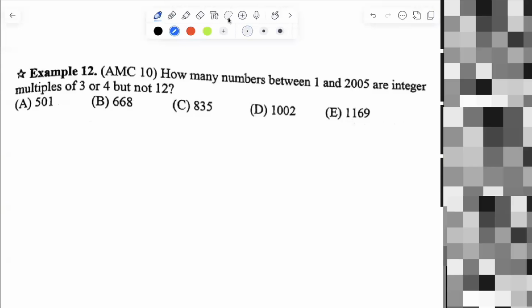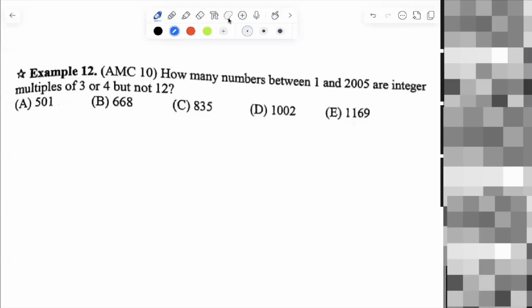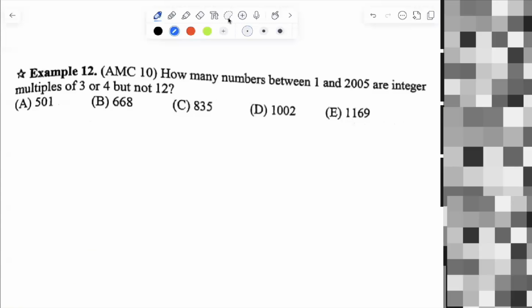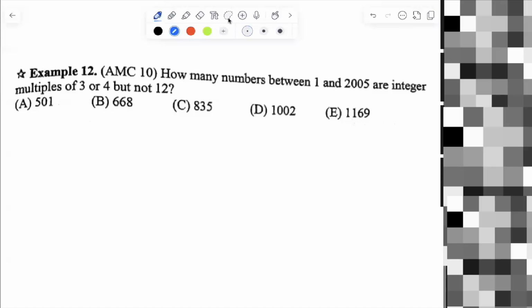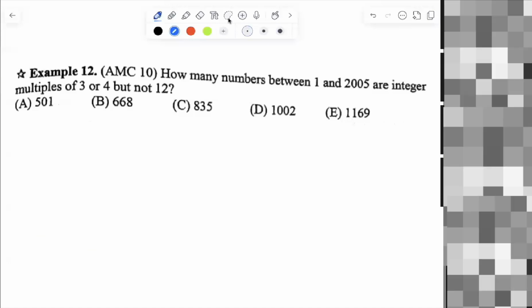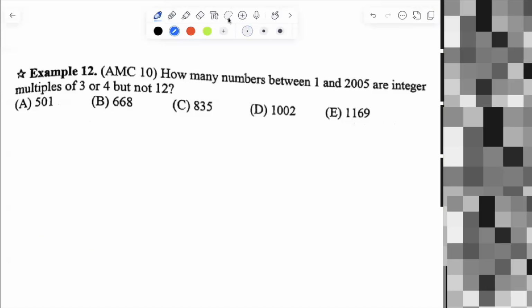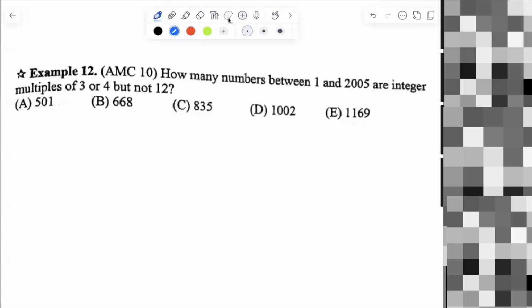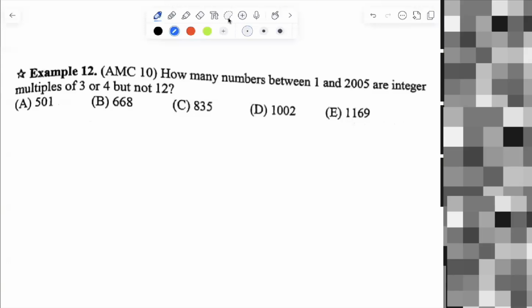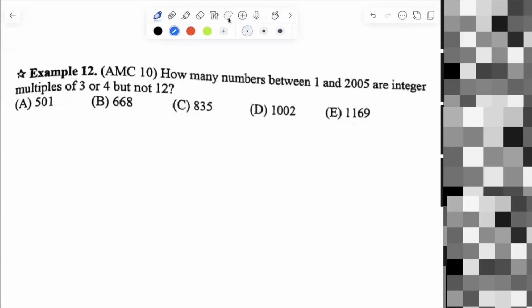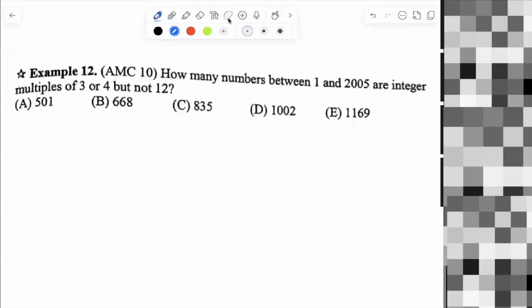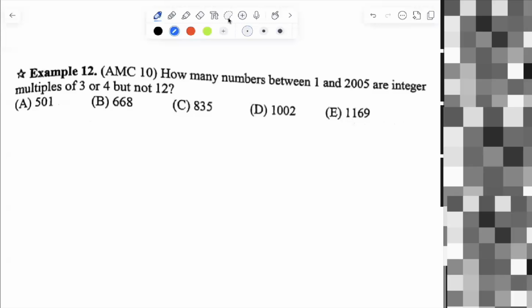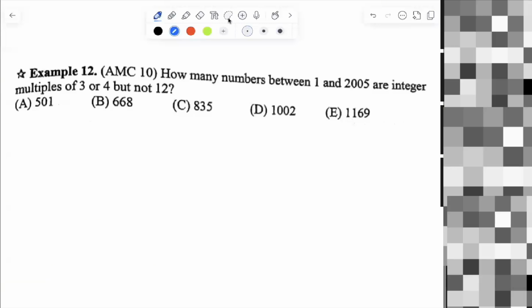First, we're going to find how many multiples of 3 are under 2005. By just doing long division, we can get there's 668. And then how many multiples of 4? It's pretty simple. Also, there's only 501. Then we're going to have to subtract 2 times 167. Why? Because we don't want 12 inside there twice, right? We actually don't want 12 at all.